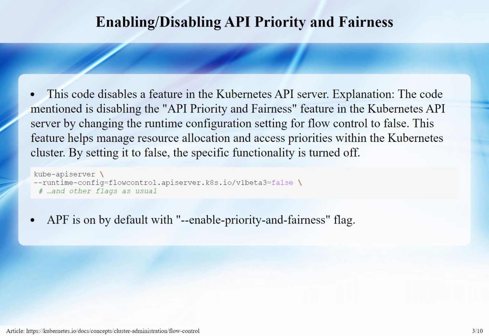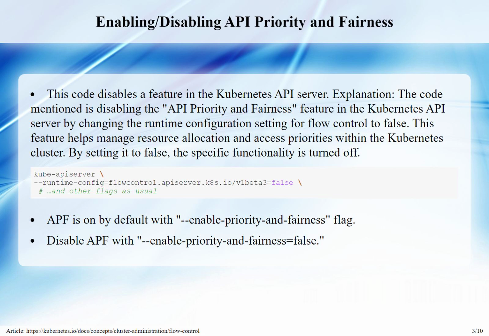The API Priority and Fairness (APF) feature is enabled by default via the enable-priority-and-fairness command line flag. It utilizes the API group with a stable v1 version and a v1beta3 version, which can be disabled. To disable the APF feature, use the command line flag enable-priority-and-fairness=false. The feature includes a stable v1 introduced in version 1.29, with a deprecated v1beta3 version.